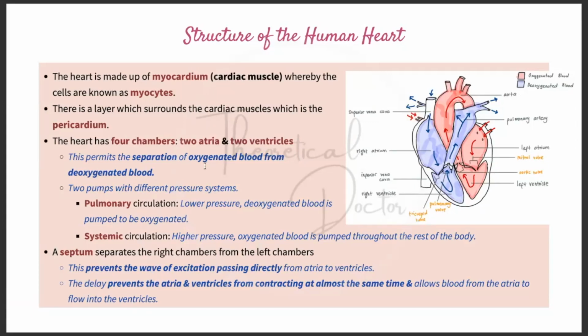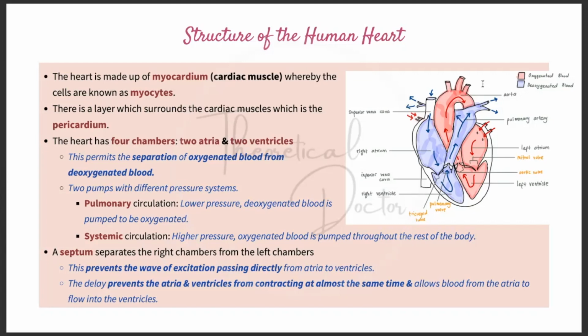So this permits the separation of oxygenated blood, the red one, from the deoxygenated blood. You see, there's a separation actually. And there are two pumps with different pressure systems. You have the pulmonary circulation, meaning the deoxygenated part, whereby deoxygenated blood from the body is pumped into the vena cava, and from the vena cava it goes into the right atrium, down to the right ventricle, into the pulmonary trunk, and finally through the pulmonary artery to the lungs. So that part refers to the pulmonary circulation.